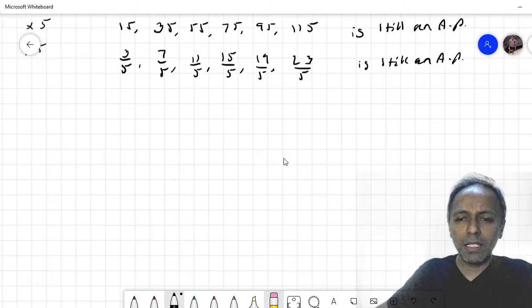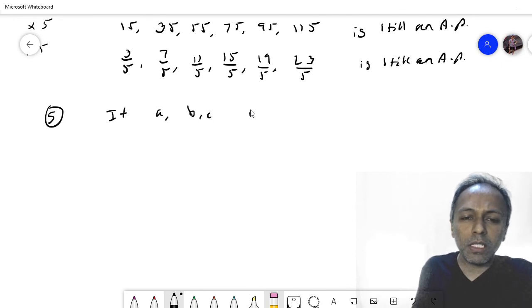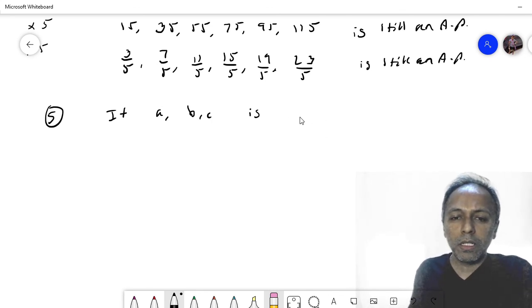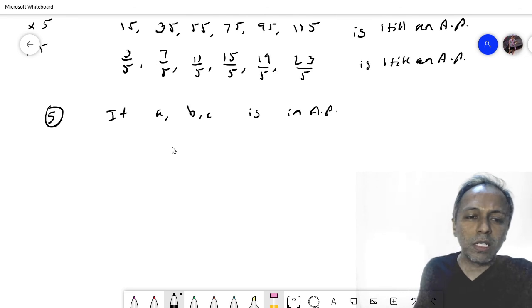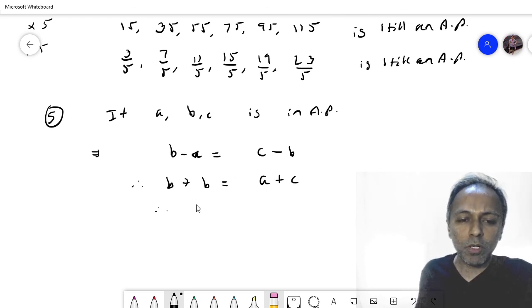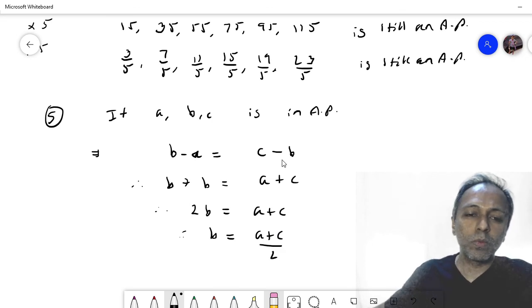Lastly, let us add a simple and interesting point. If A, B, C is in AP, clearly the common differences are equal. So we can say B minus A is equal to C minus B. Therefore B plus B will become equal to A plus C. A on going that side becomes positive. So we get 2B is equal to A plus C. So we get B is equal to A plus C upon 2.